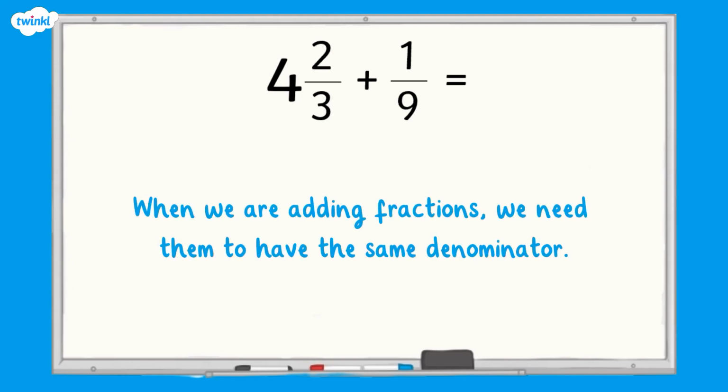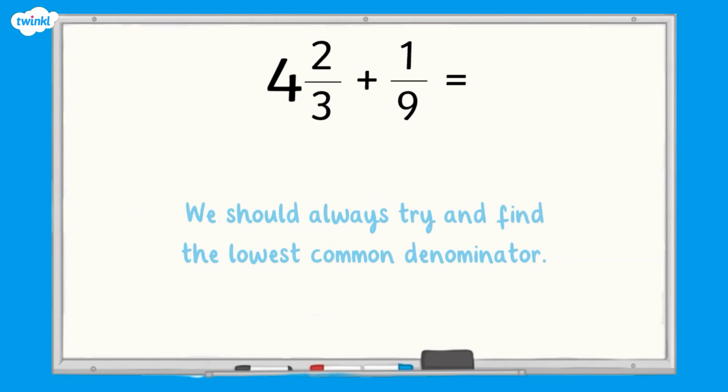When we are adding fractions, we need them to have the same denominator. We call this a common denominator. We can find equivalent fractions to give our fractions a common denominator. We should always try and find the lowest common denominator.